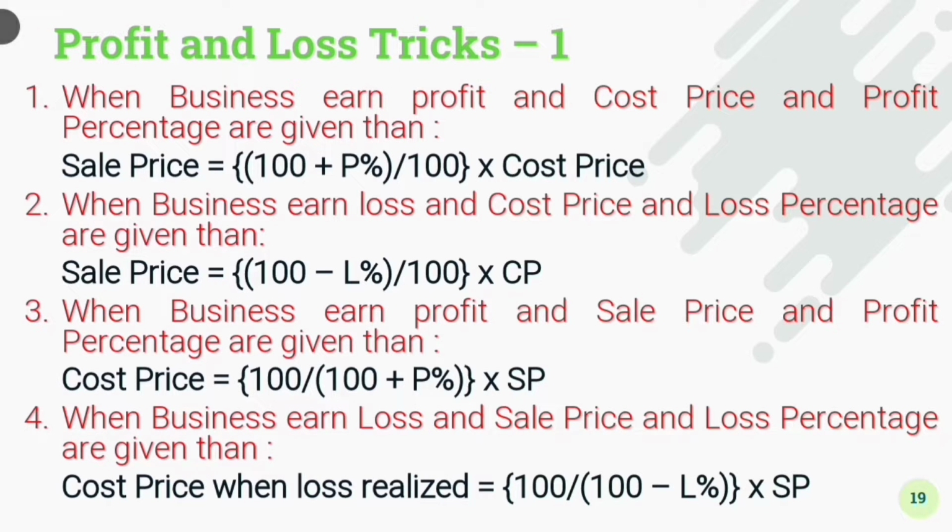When business earn profit and sale price and profit percentage are given, then cost price is equal to 100 divided by (100 plus profit percentage), multiplied by sale price. When business earn loss and sale price and loss percentage are given, then cost price when loss realized is equal to 100 divided by (100 minus loss percentage), multiplied by sale price.